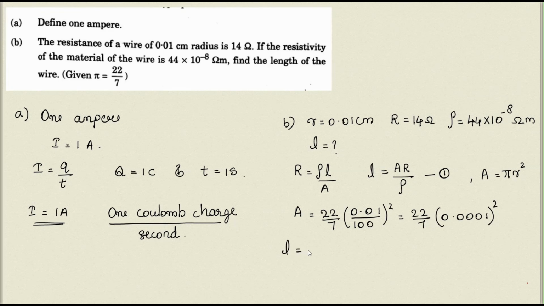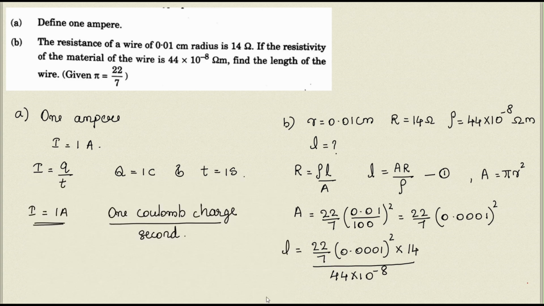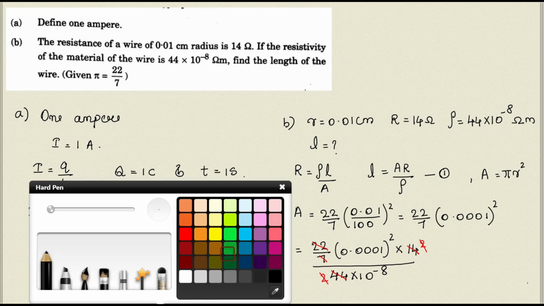So, length is equal to the area of cross section. I'm writing it as 22 by 7 into 0.0001 whole square, that is the area, into the resistance, which is given as 14 omega, divided by the resistivity, that is 44 into 10 raised to minus 8. Now here, we are going to cancel the common values. Here 7 and 14, we cancel it 2 times. Now here 22 and 44, again we can cancel it 2 times. Now this 2 and this 2 can be cancelled out. And finally, we are getting like this.